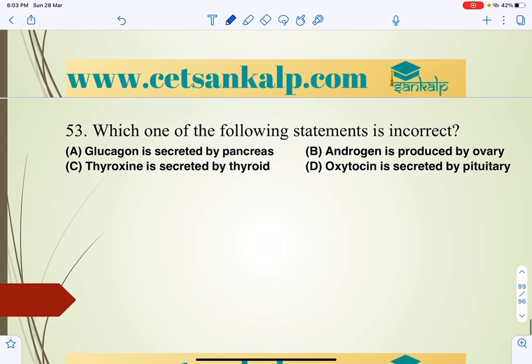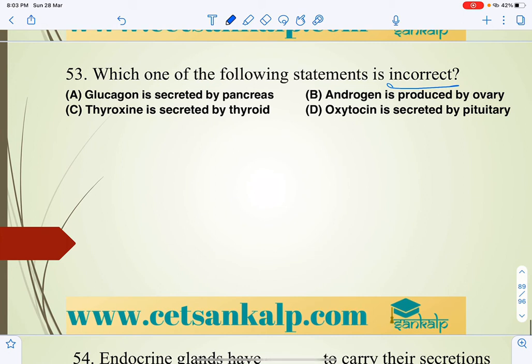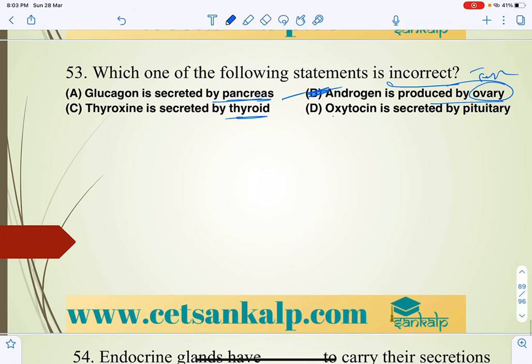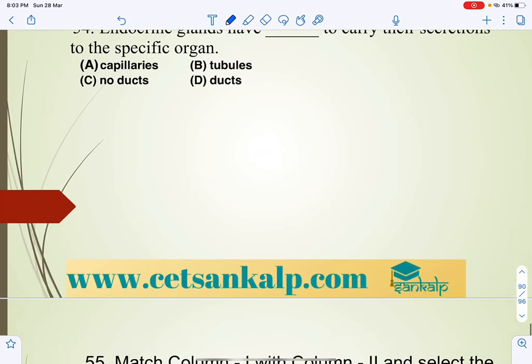Which one of the following statements is incorrect? Let us take, glucagon is secreted by pancreas, so that is correct. Androgen produced by the ovary, that is testis, so that is the wrong statement. Thyroxine secreted by thyroid gland, oxytocin secreted by pituitary, these are all correct, whereas the wrong statement is, so the answer is B.